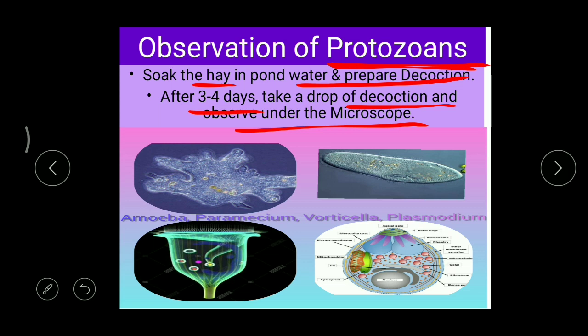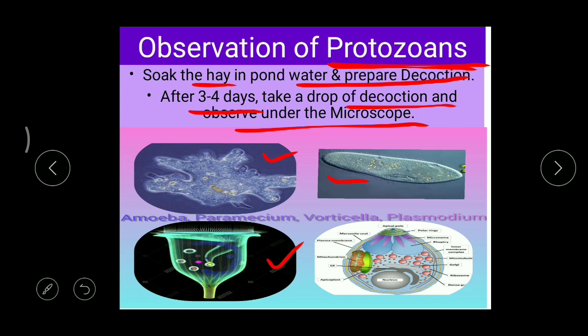Okay, so in that water, in that decoction, we can find a variety of protozoans. Commonly, about this, it's amoeba, and here we can find one more, that's a paramecium. What is the shape of this? It's in a slipper shape, and so we call that a slipper animalcule.